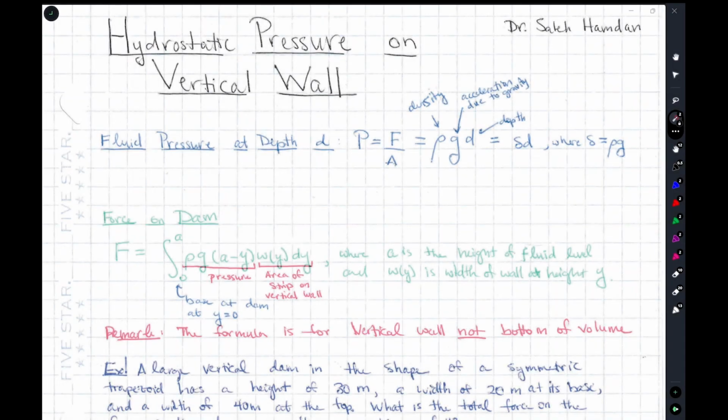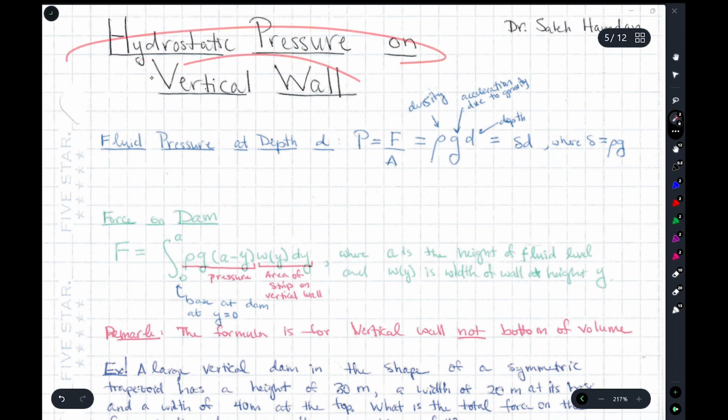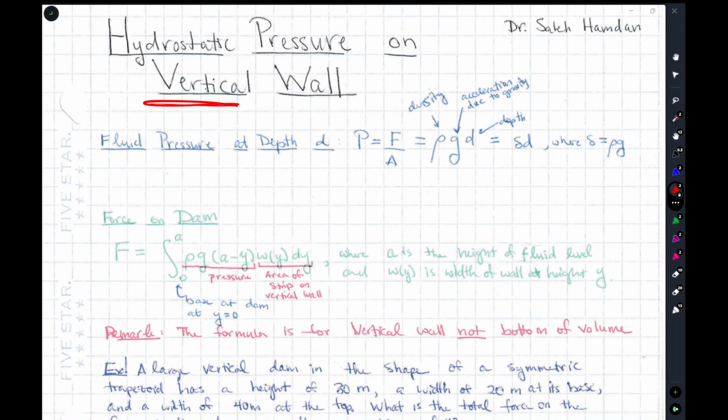So another application in the physics context to integrations is finding the pressure on a vertical wall. Here I highlight the vertical wall, not the bottom. So for example, a dam. A dam is a vertical wall. The bottom of a dam is the reservoir, so it's just the ground. But we want to know the pressure that is applied on the actual wall itself.